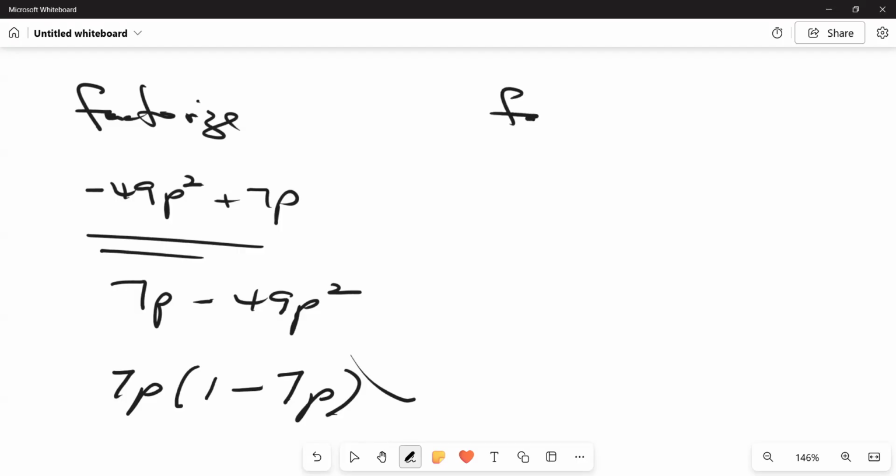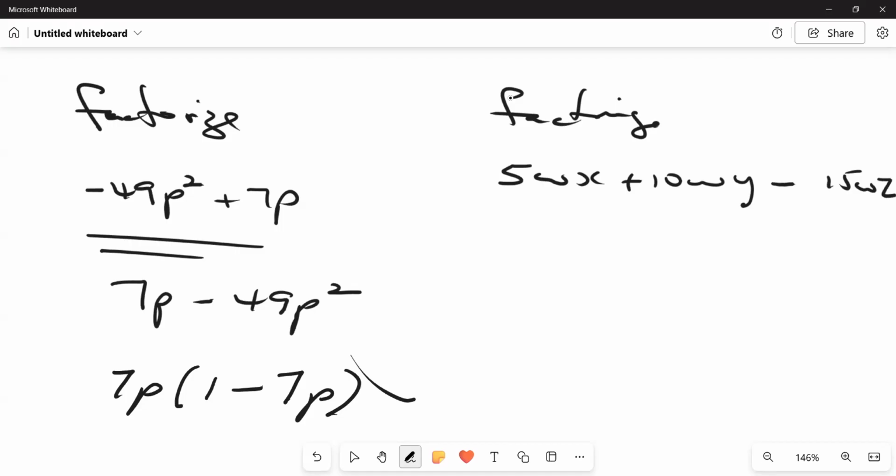So you have to factorize 5wx plus 10wy minus 15wz. What seem to be common factors throughout here? The highest common factor. 5. Look at it. 5 alone? You're not seeing something else common?